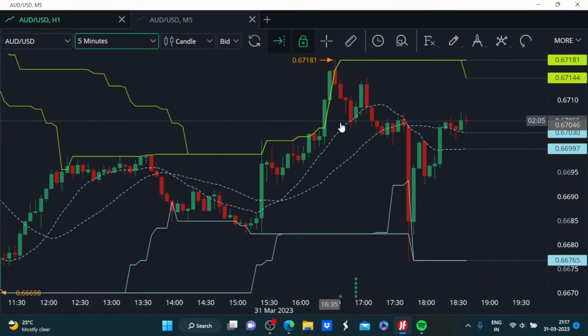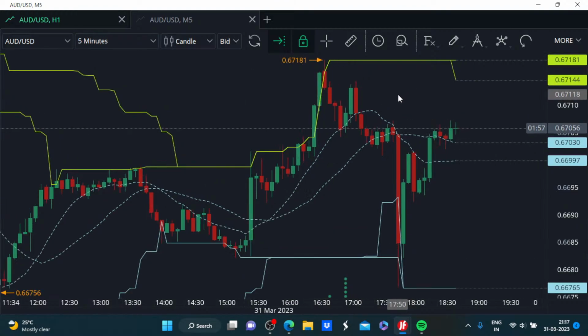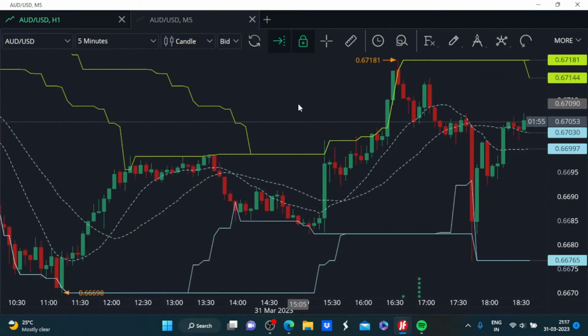So if now in the next couple of hours AUD USD again climbs back to this immediate swing high, the immediate resistance, we can then start looking for fresh short selling opportunities.